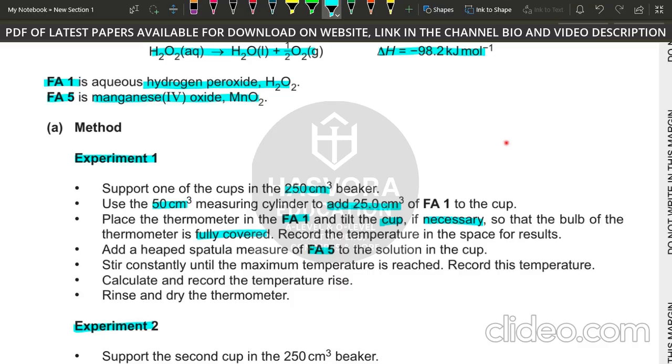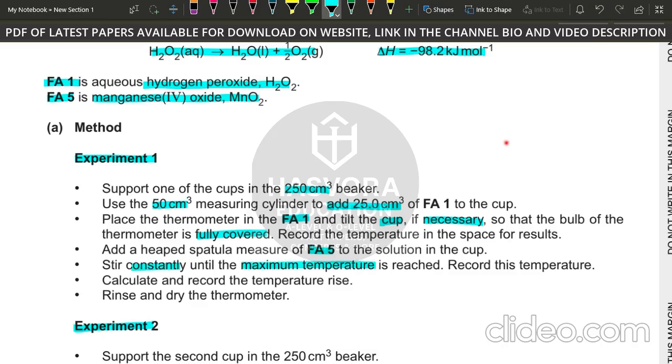You are going to place the thermometer and measure the initial reading, the initial temperature, and then you are going to add the heaped spatula. Heaped means a full spatula measure of FA5, the manganese oxide, into the solution in the cup. Okay, stir constantly until the maximum temperature is reached.